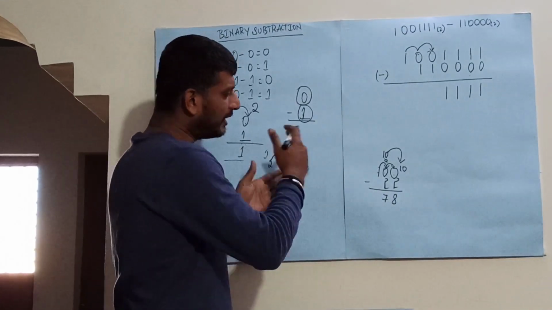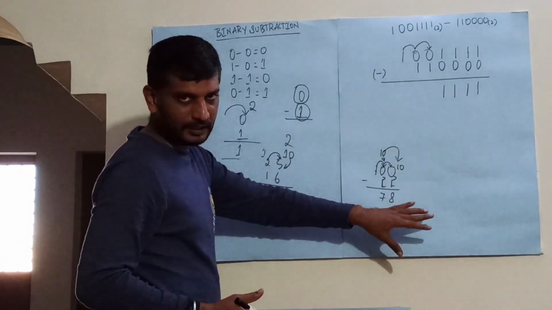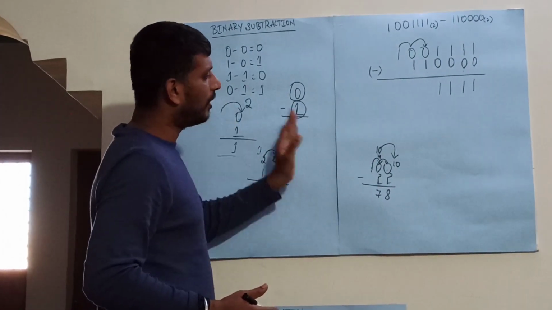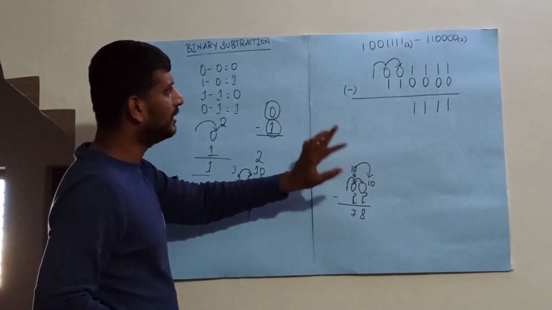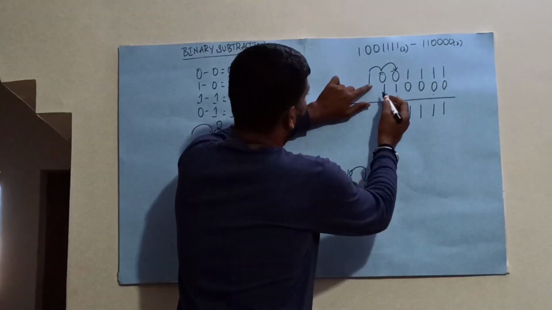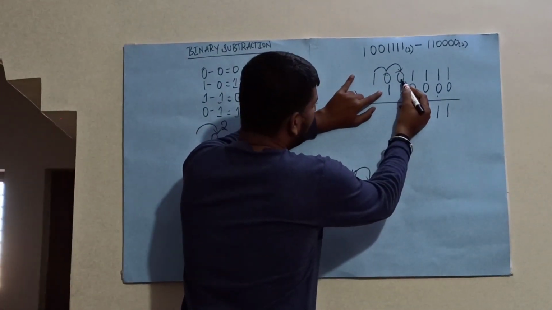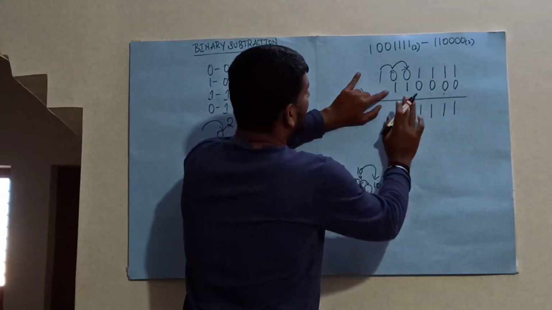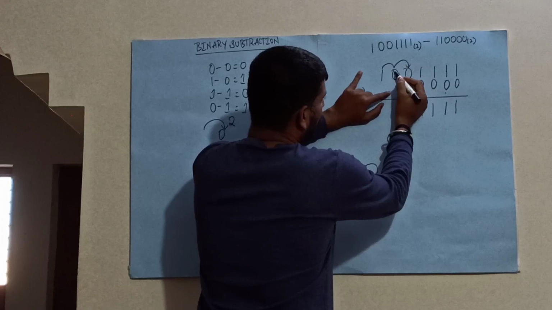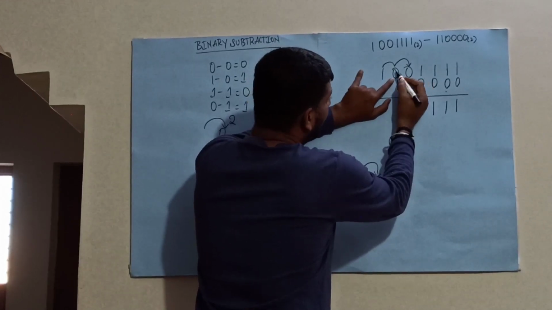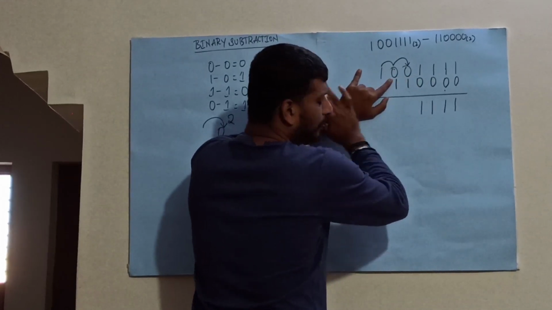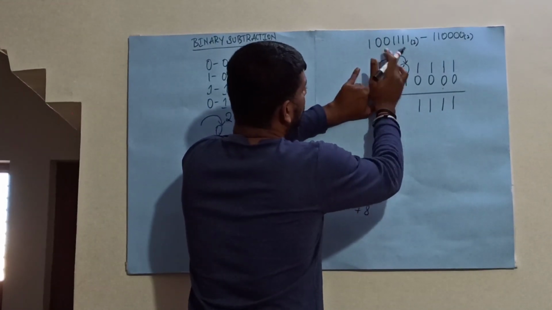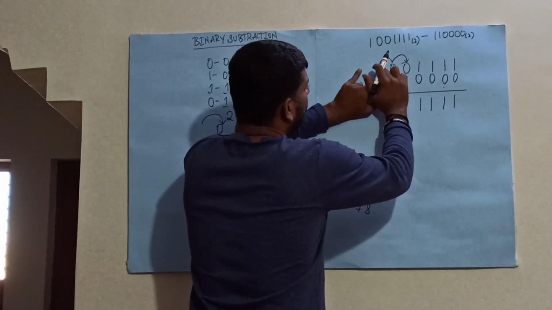That is, for the first time if I am borrowing, it becomes 10. For the second time if I want to borrow, the first digit whatever I have borrowed becomes 9 and then it becomes 10. Same way here also, I want to subtract 1 from 0. But I cannot perform this particular subtraction. So what I have to do? I have to borrow from this particular digit. But here also I have 0, so I cannot perform the borrowing. So what I have to do is borrow from here.